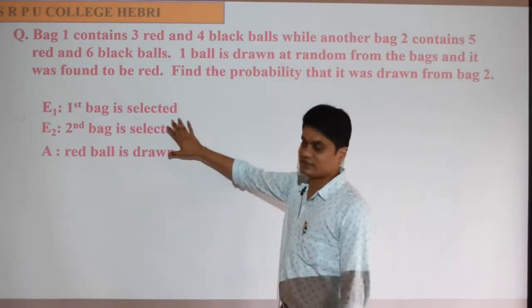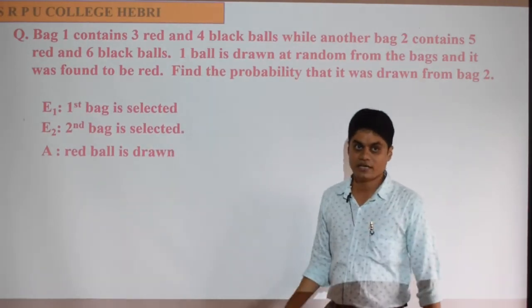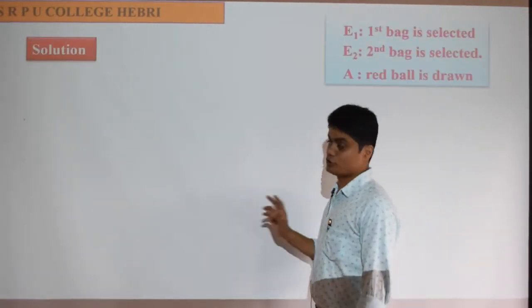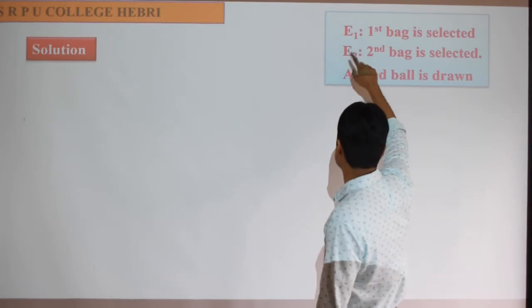Okay, so, understood? Selecting first bag, selecting second bag, and the selected ball is red. Okay, what do we have to find out? Probability of E2 given A. So the solution is as follows. Observe carefully. Okay, that same thing again: E1, E2 and A.